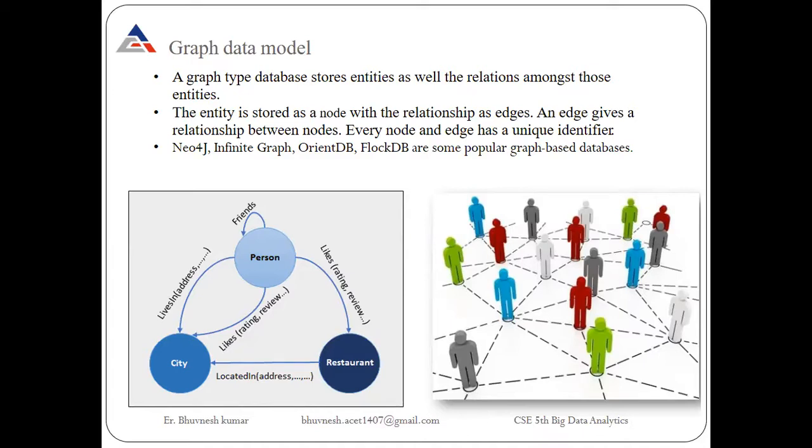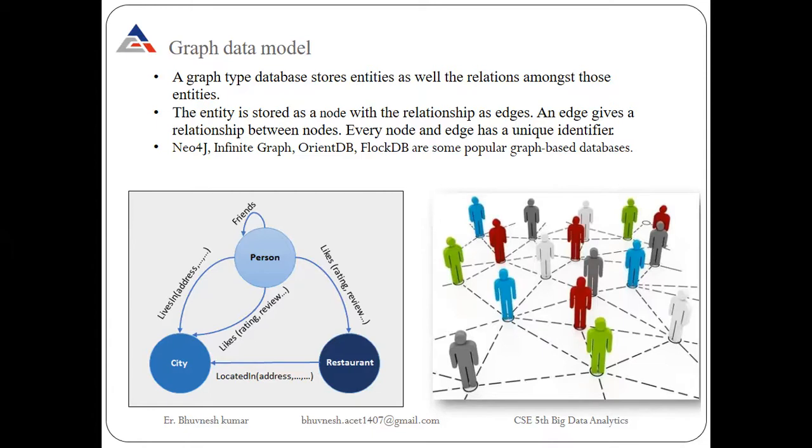It can be a father-son relation or a father-friend relation. In the same manner, we will store the data in a different manner, and it is also your graph data concept. The entity is stored as a node and a relationship as an edge.